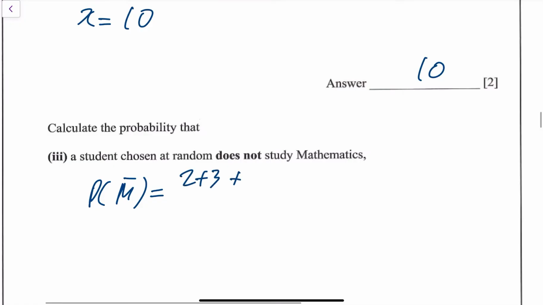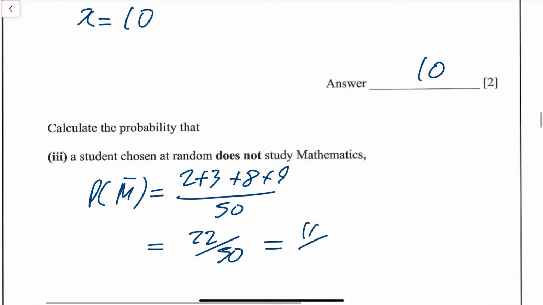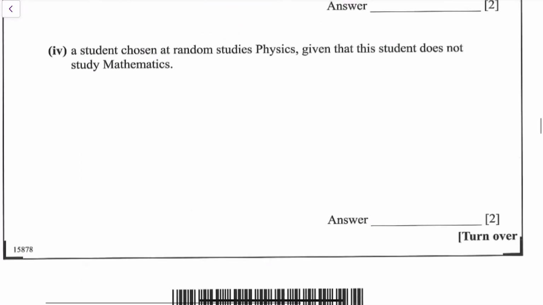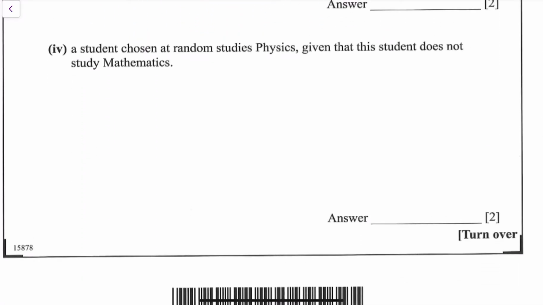So 2 plus 3 plus 8 plus 9, all out of 50. Fire that in, that's 22 out of 50, which of course is 11 over 25. And a student chosen at random studies physics. Find the probability the student chosen at random studies physics, given that they do not study mathematics.